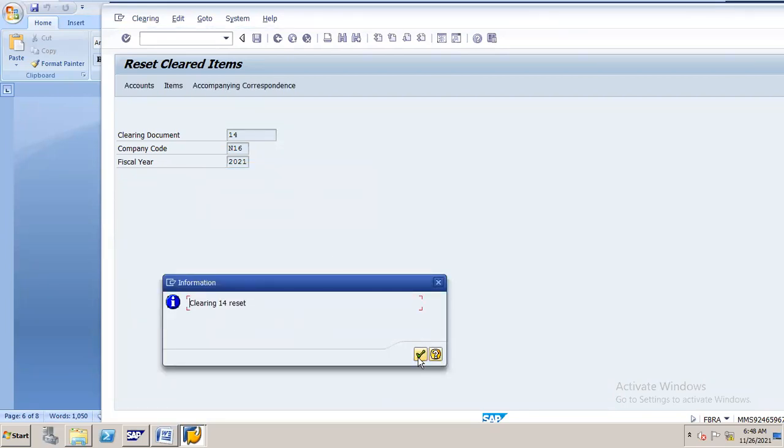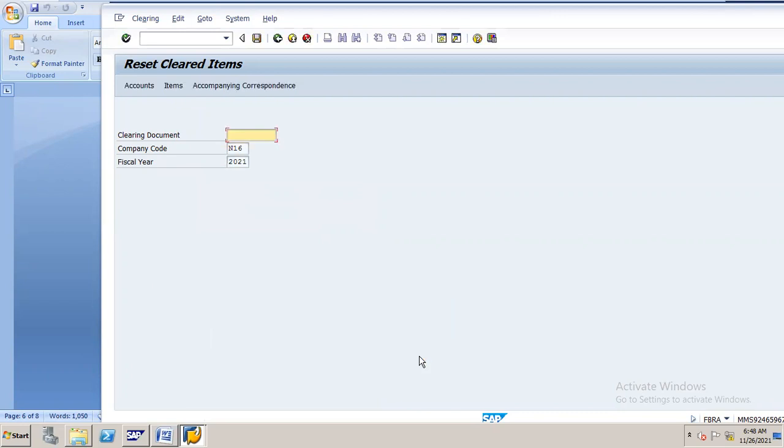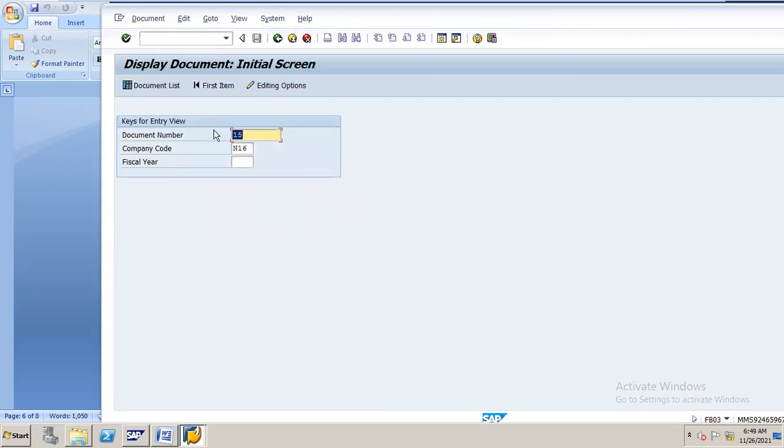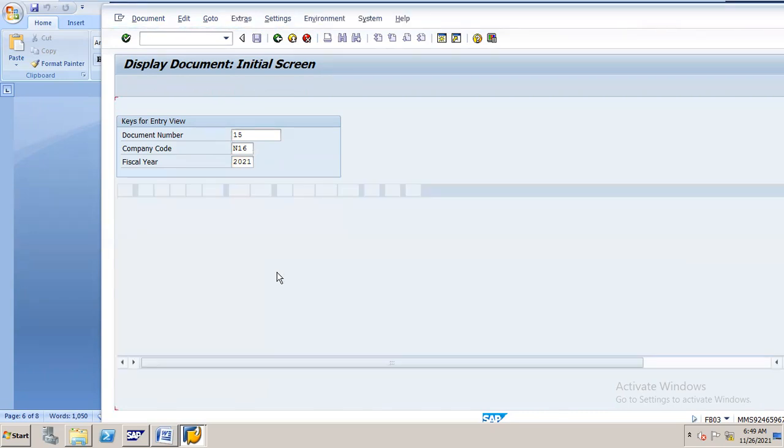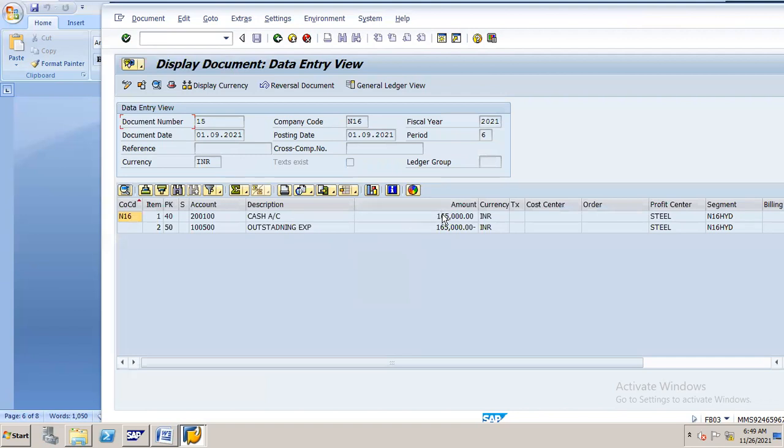The clearing is reset and one more document is generated, that is 15. So in 15, what is the entry? Let's see that. Cash is debit. Again, outstanding is credit because I paid the cash. So cash is obviously going to debit, and your outstanding will show as a credit balance, as an open item. This is the entry.